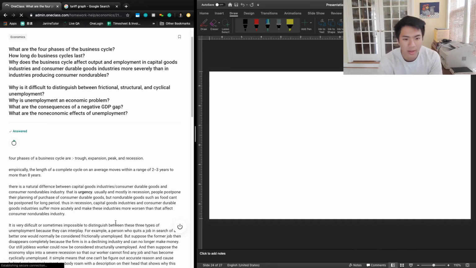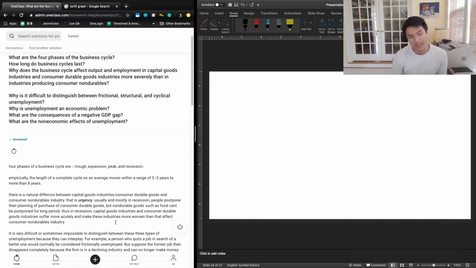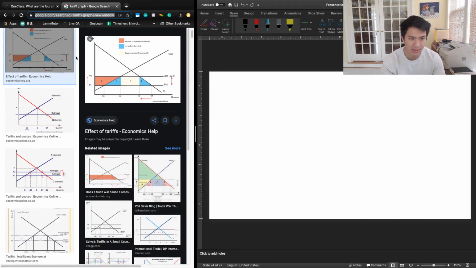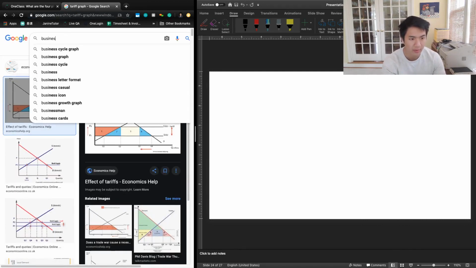And so the last question, or set of questions, says: what are the four phases of the business cycle? I think there are multiple questions being asked here, so we can just go over these one by one. The four phases of the business cycle, I think it's best to just illustrate through a graph. Business cycle graph.